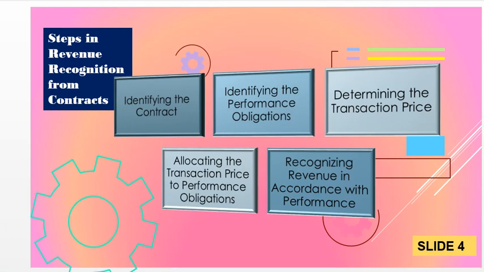Now we go to the steps in revenue recognition from contracts. The steps are the following. 1. Identifying the contract. 2. Identifying the performance obligations. 3. Determining the transaction price. 4. Allocating the transaction price to the performance obligations. And 5. Recognizing revenue in accordance with performance.